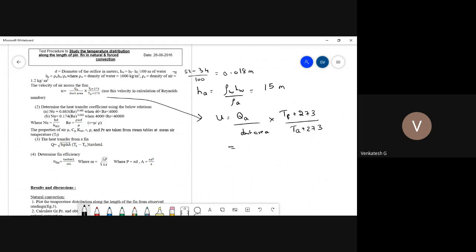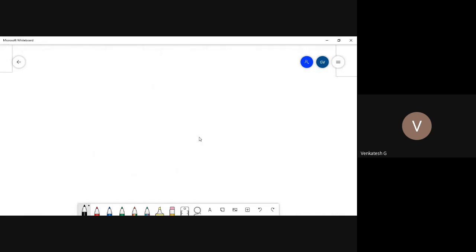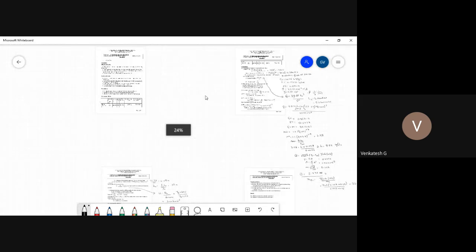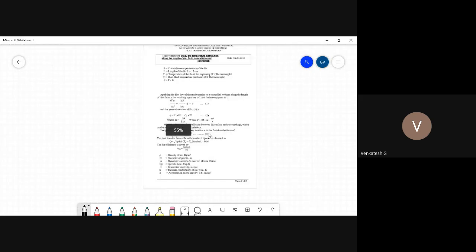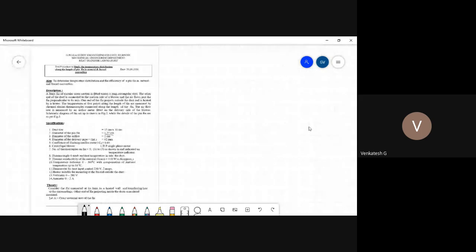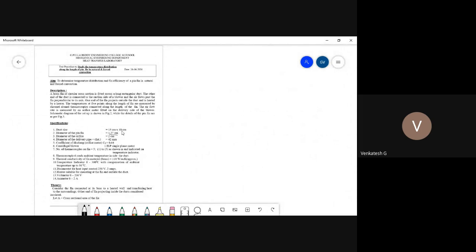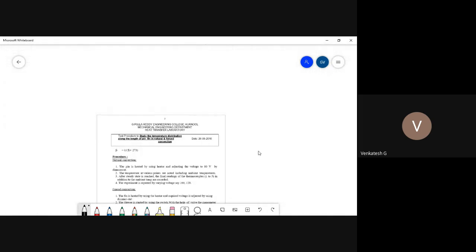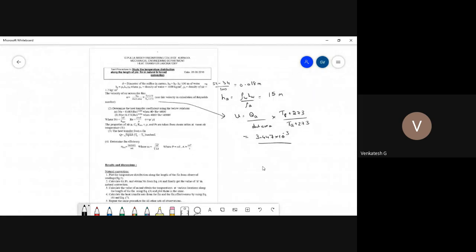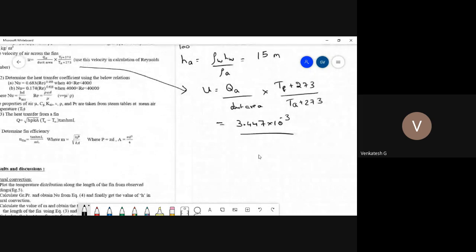So if you do this, what is QA? In the starting, we had calculated 3.447 into 10 power minus 3, divided by the duct area. If you see the specifications of the duct, here you can see the specifications. Duct size is 15 centimeter by 20 centimeter. So convert that into meters. So that is the duct area. The duct area will be 0.15. So 15 centimeters converted into meters is 0.15, into 0.1, into 74.9, which is the film temperature.